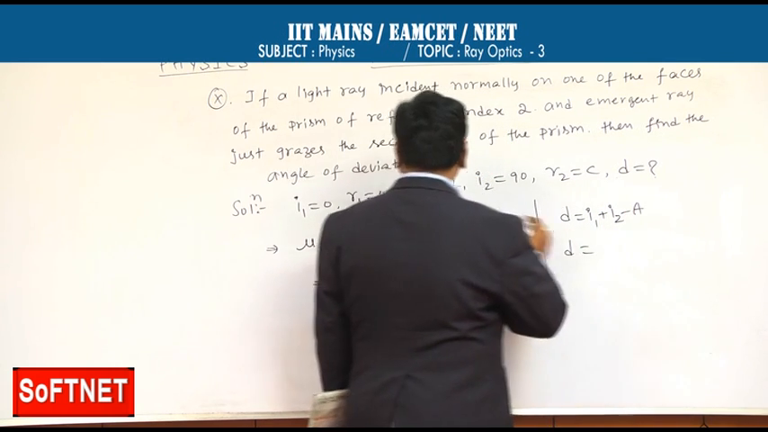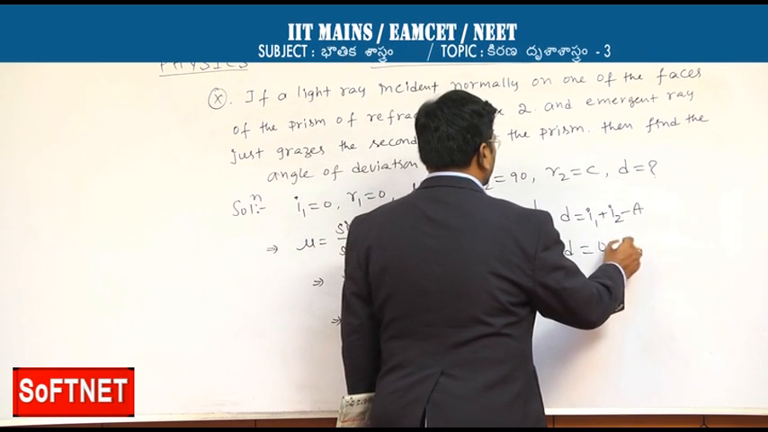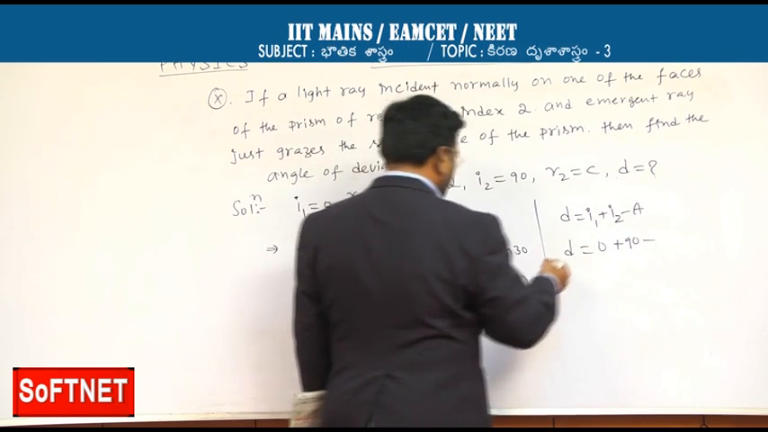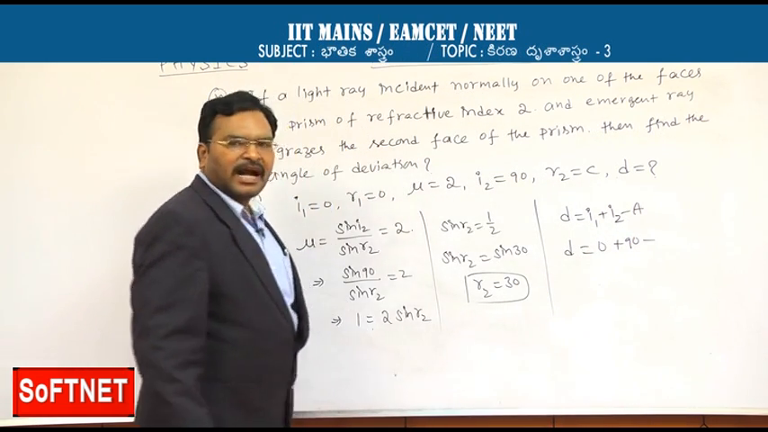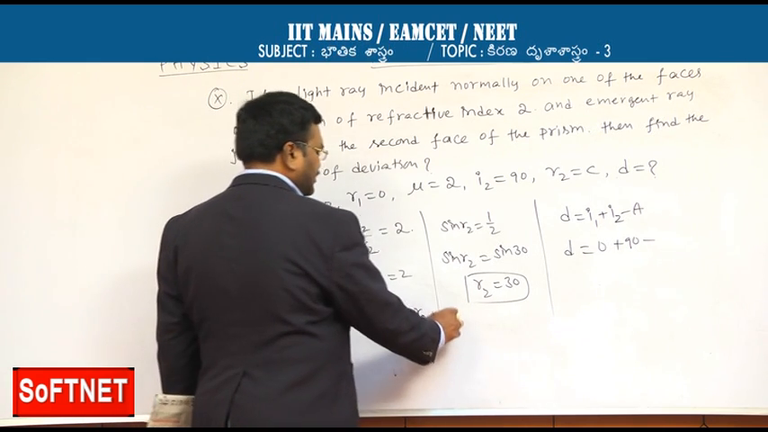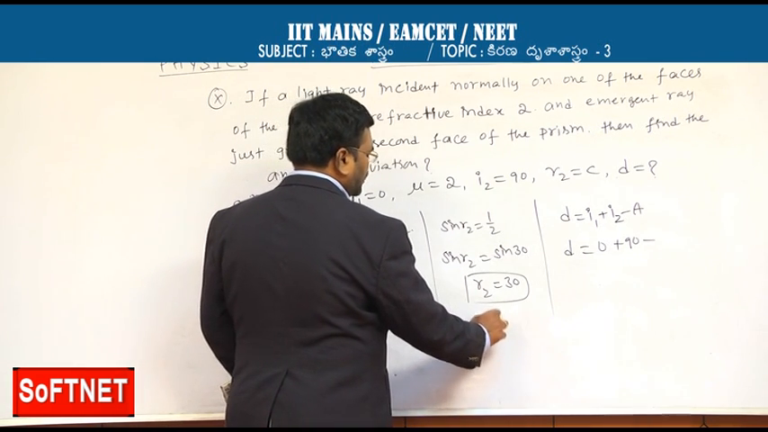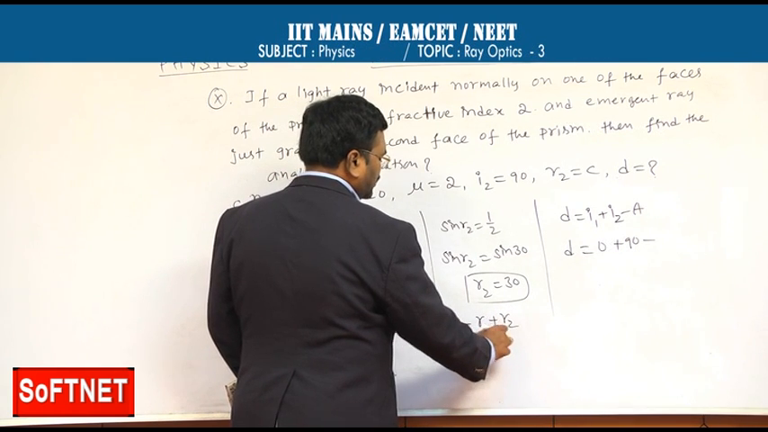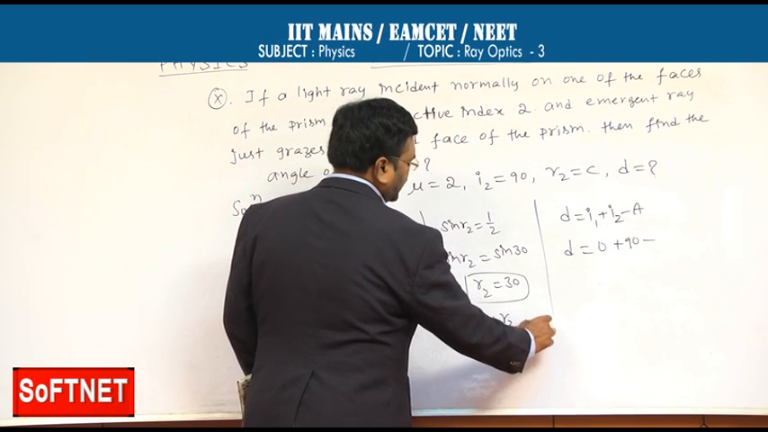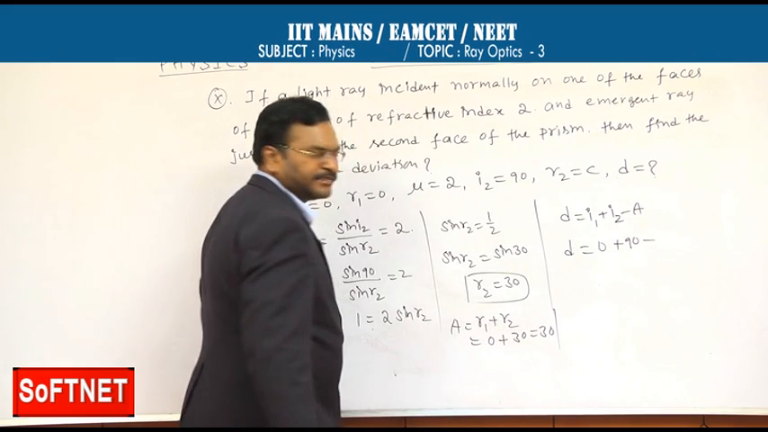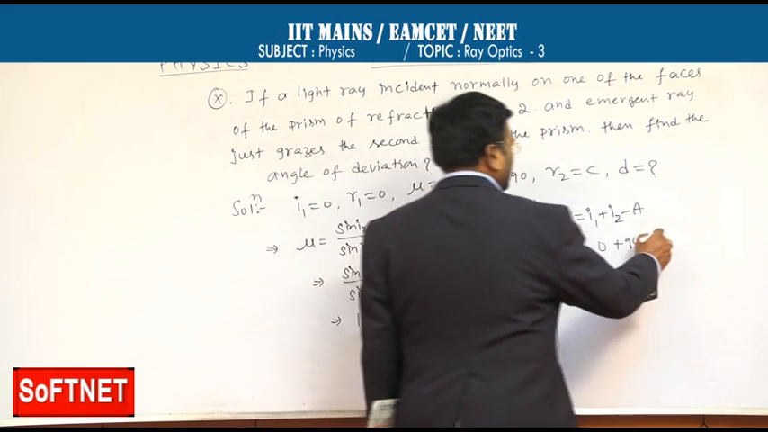Now I1 is how much here? 0. I2 is 90 degrees. A is equal to R1 plus R2. R1 is 0 and R2 is 30 degrees. So A is equal to 30 degrees only.